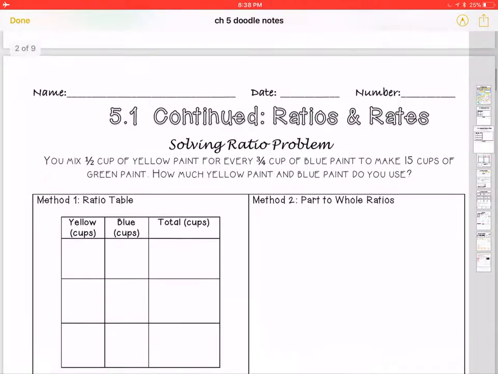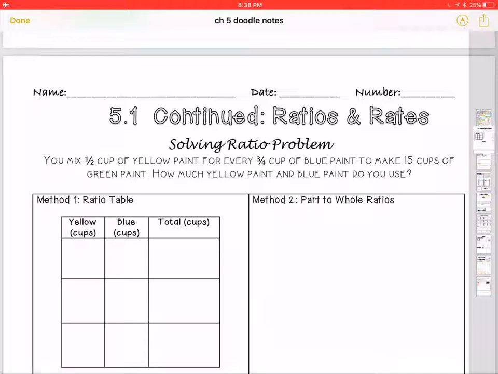All right, in part 2's video, we are going to talk about ratio tables some more and what happens when we see problems like this word problem here. So tune in to part 2.